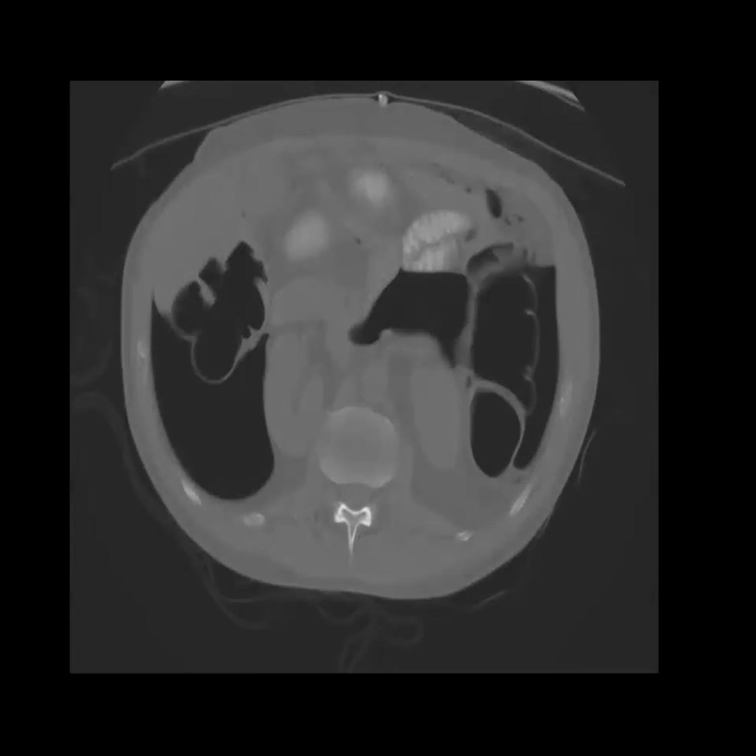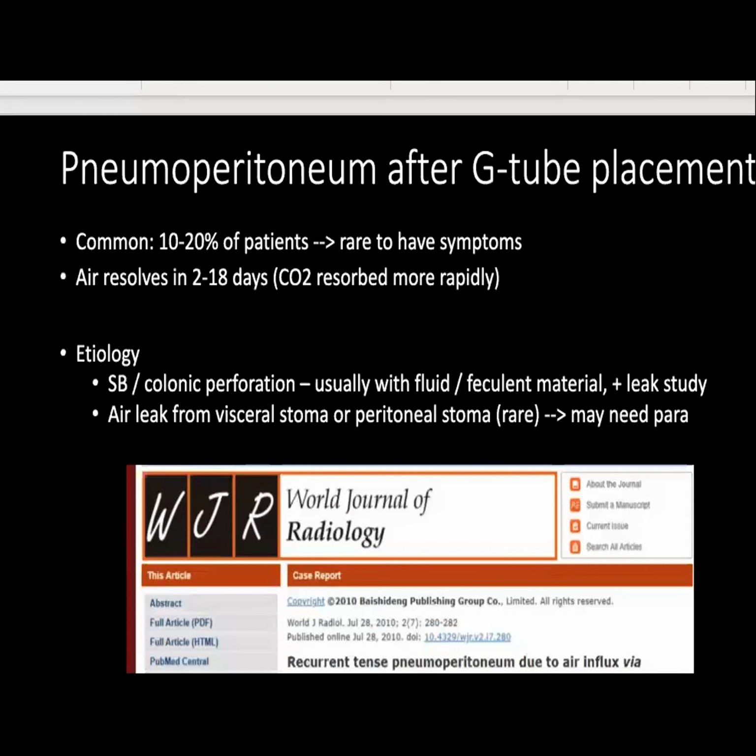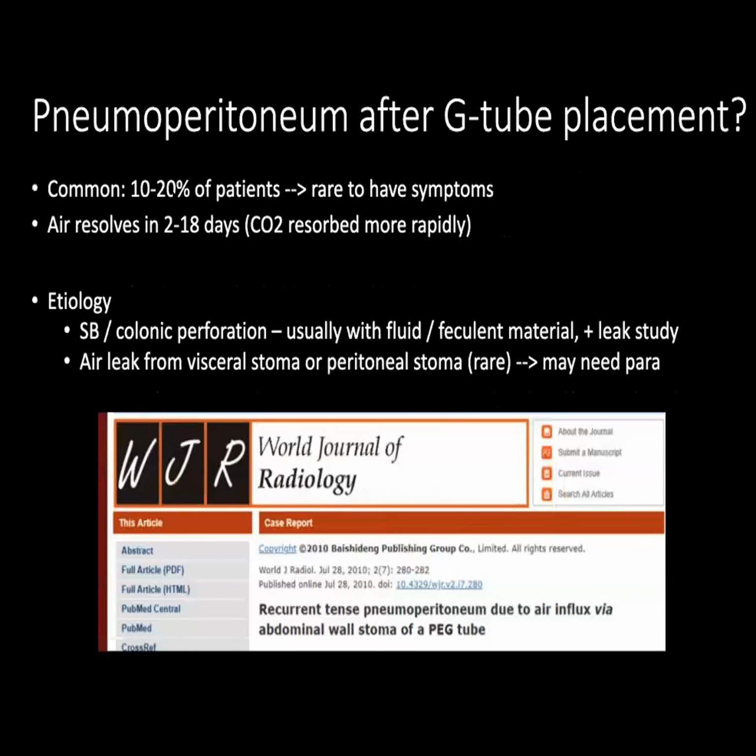So I wanted to show you, where did my, okay. I was just reading about it online. So basically it's very common to have pneumoperitoneum after G-tube placement. It happens in up to 20% of patients. A lot of them don't have symptoms. The air can take up to 18 days to resolve. So even post-op, we know that.